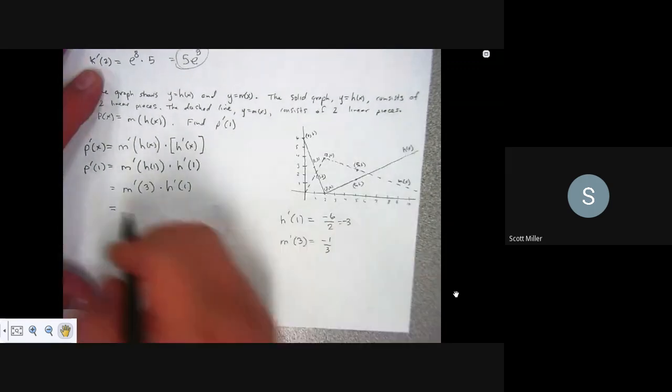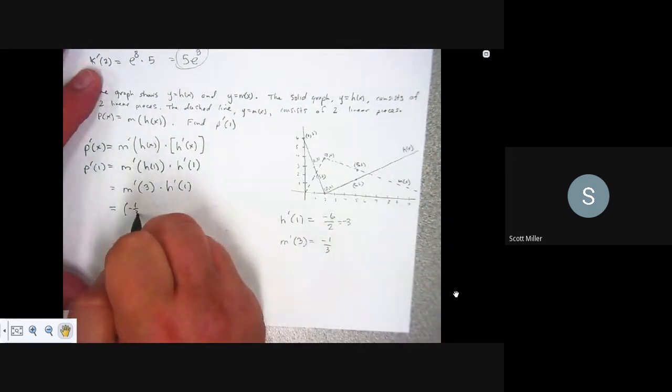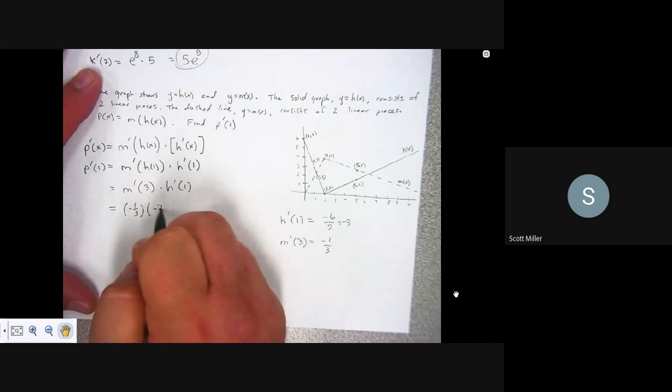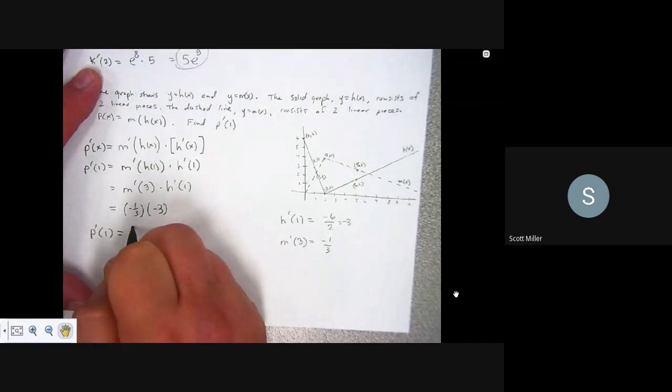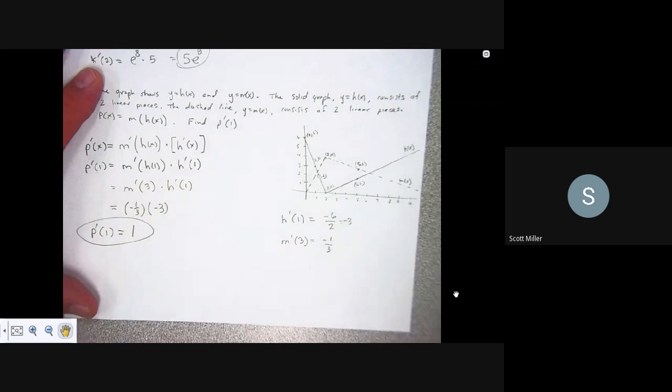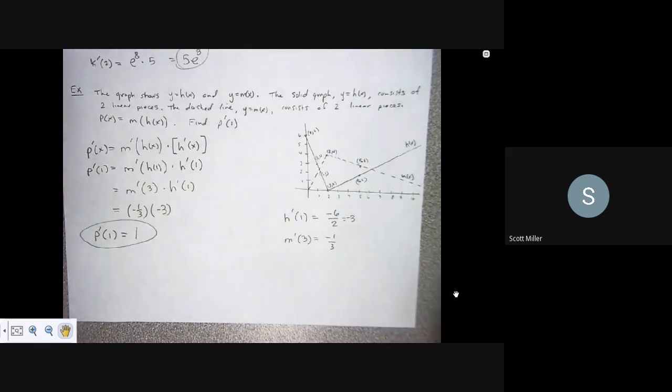So then I take these numbers and plug them in here. I got a negative 1/3. I have a negative 3. And so p prime at 1 is 1. And there you go. So that's how I can use that information and the chain rule to help me find values of different derivatives. So that ends the second video.